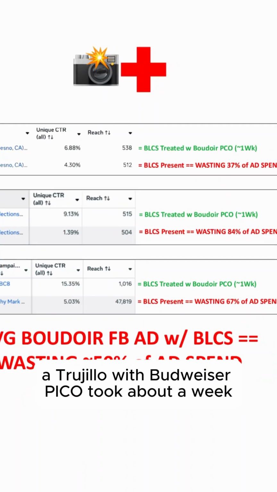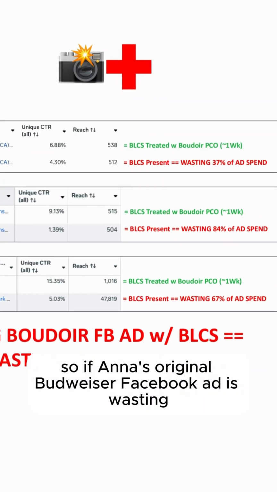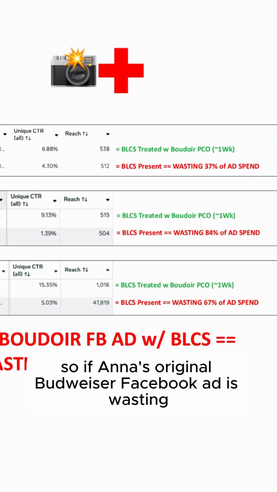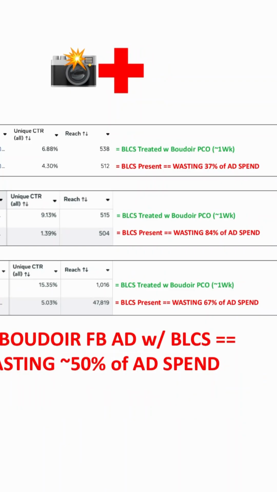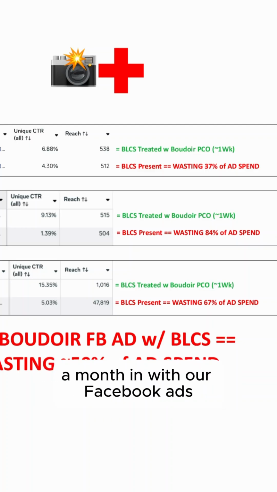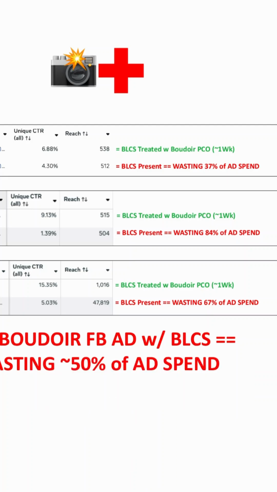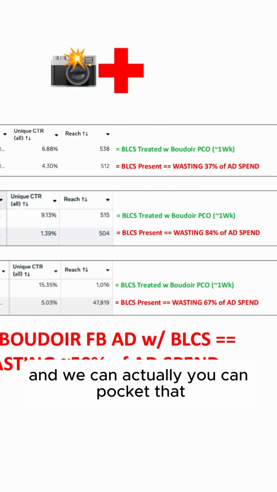Treated with Boudoir Pico took about a week. Got the unique CTR all up to 15.35%. So we found out his original Boudoir Facebook ad is wasting 67% of his ad spend. So we can eliminate that wasted ad spend. If you're spending 10 grand a month in Boudoir Facebook ads, we can eliminate that 6,700 bucks a month in wasted ad spend. And you can pocket that.